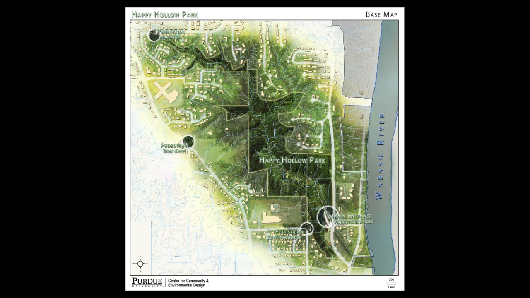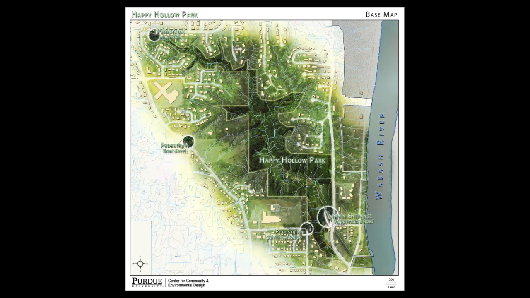This video serves as an introduction to a series of skill development activities focused on integrating spatial information into the design process. We're going to talk specifically in a minute about what types of layers of information we'll bring into the process, but I wanted to introduce you to the study area first. This is Happy Hollow Park in West Lafayette.